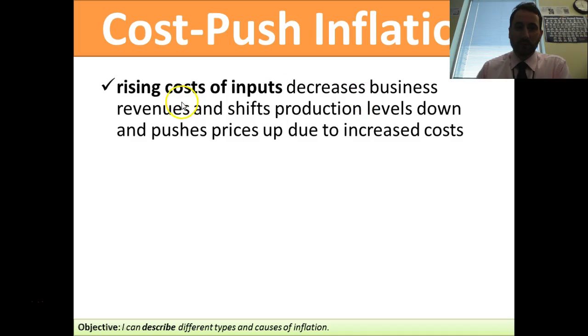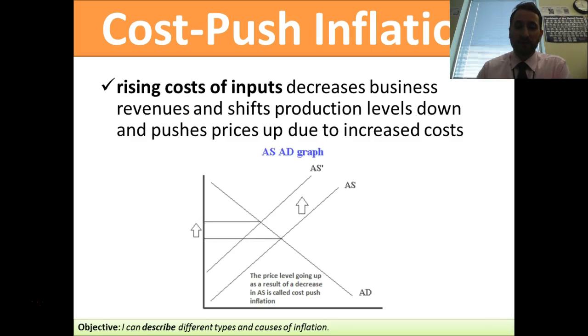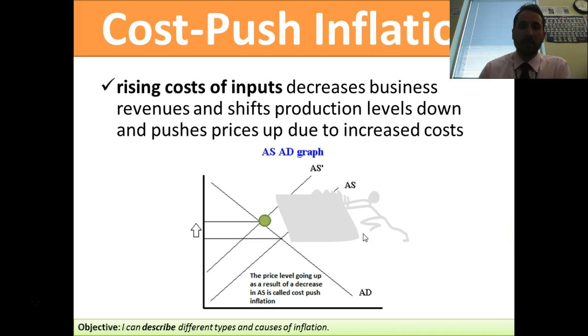That decreases business revenues. It makes it more expensive to produce stuff. Businesses produce less, and that pushes prices up. And so remember our supply shifters, a supply shift to the left. If we have a supply shift to the left because of rising costs of inputs, then we supply less, we have a rise in price. That is cost push inflation. So those are the two types and two causes of inflation.